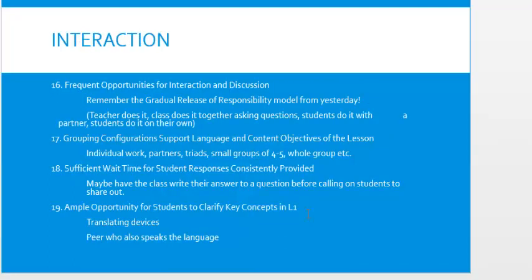Interaction is obviously important as well. Giving students a chance to really interact, not just with the content, but also with others, so that they are learning to use your subject language in context in your classroom. I'm going to try to draw a visual here because I mentioned we have to have frequent opportunities for interaction and discussion. And I mentioned, remember the gradual release of responsibility model from yesterday.